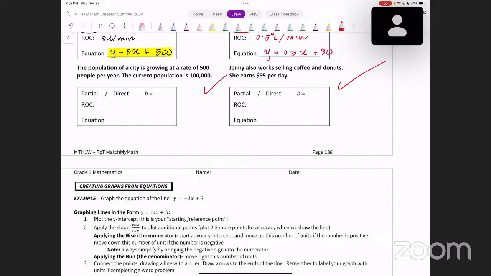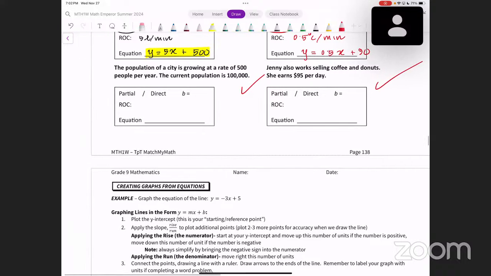Population of cities going in. Is it partial or direct? Yes, because the current population is 10,000. That's going to be the b value. Akshara, what is the rate?